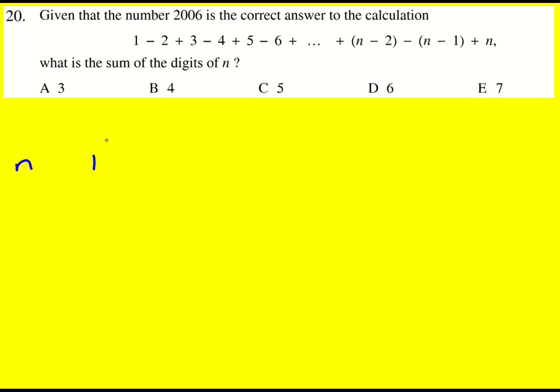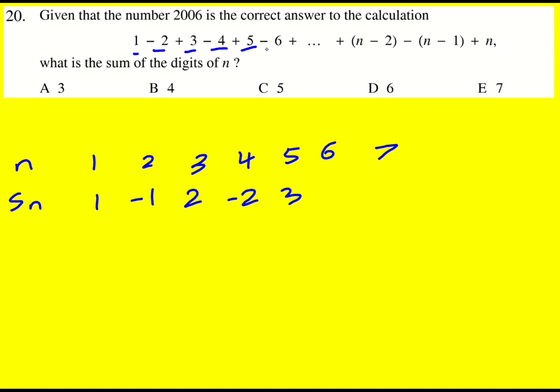One way of doing this question is to keep a running total. So if I look at the total after the first, second, third, fourth, fifth, sixth, seventh terms, I'm going to call it Sn for the sum. After one term, I just get 1. Then I minus 2 to give me minus 1. Then I plus 3 to give me 2. Minus 4 to give me minus 2. Plus 5 to give me 3. And you can see this pattern just basically repeating.